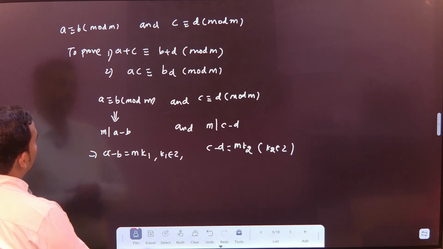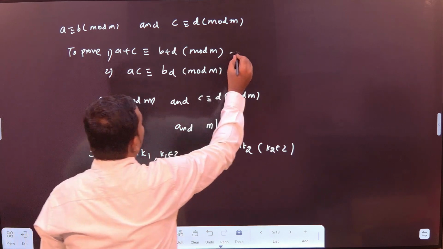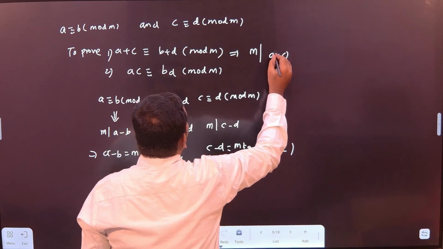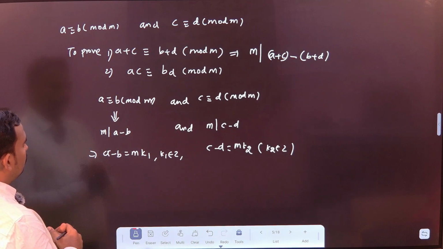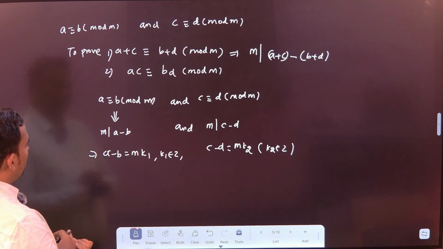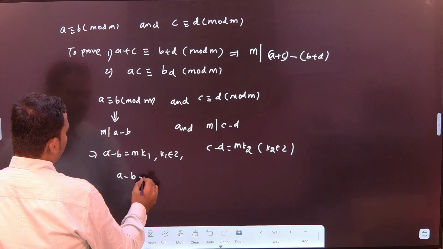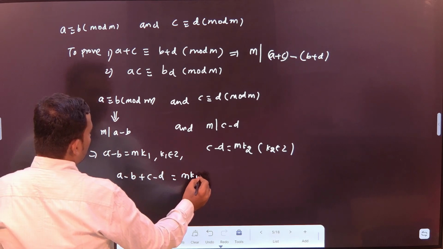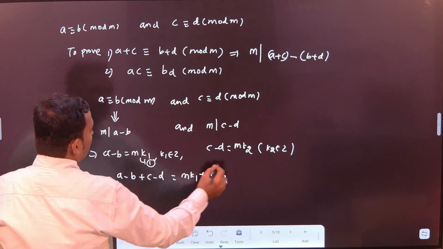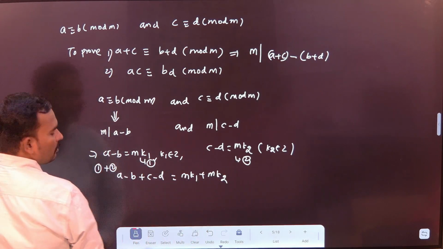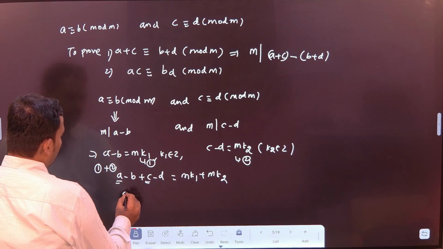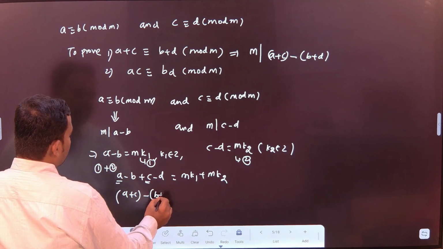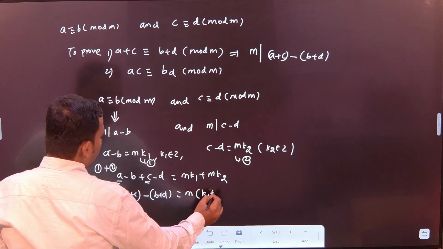So you can see, A plus C is congruent to B plus D means what actually is required: M divides (A plus C) minus (B plus D), right? Correct or not? If you add these two things, what will you get? A minus B plus C minus D is equal to M times K1 plus M times K2. Let's take this as 1 and this as 2. So you can see A plus C, first and third, you can combine, and B plus D is equal to M times (K1 plus K2), you can write.